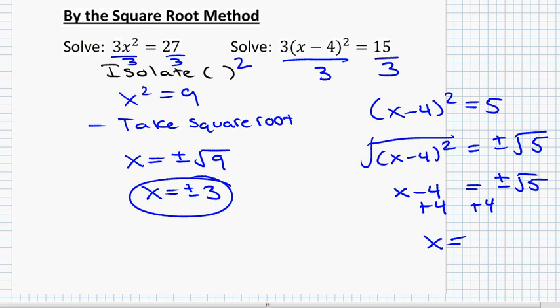And remember, this plus or minus is like a wall. So the 4 doesn't pass it, so it becomes 4 plus or minus the square root of 5. You have two answers, 4 plus the square root of 5 and 4 minus the square root of 5.